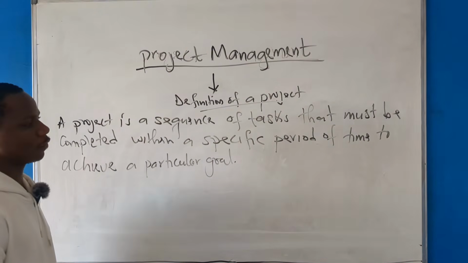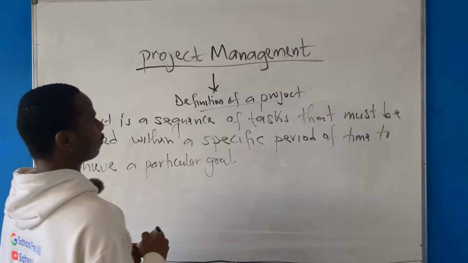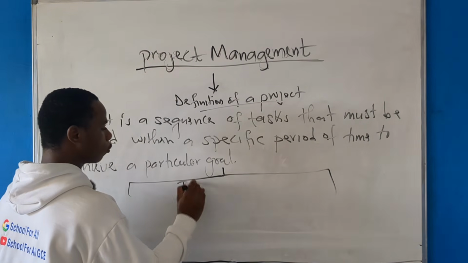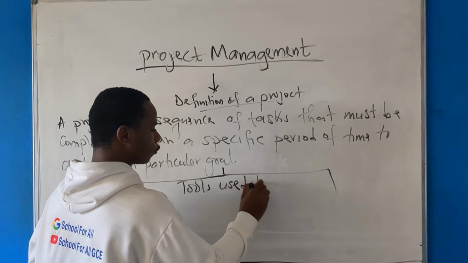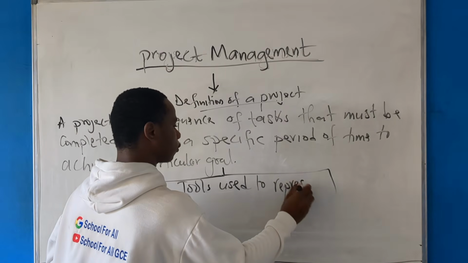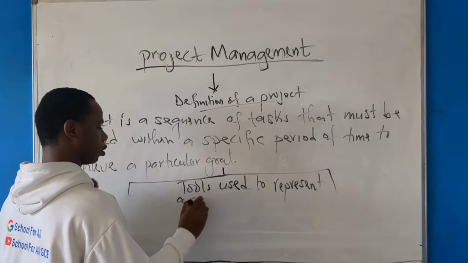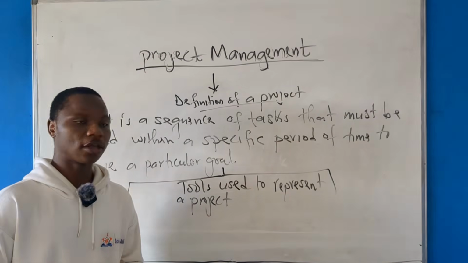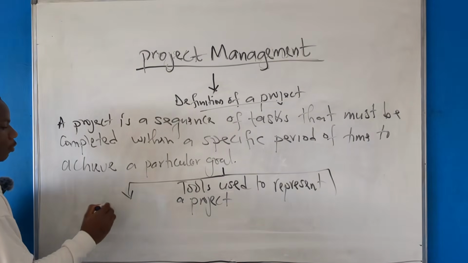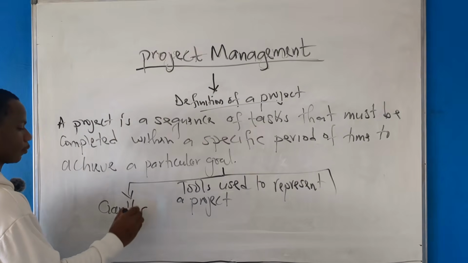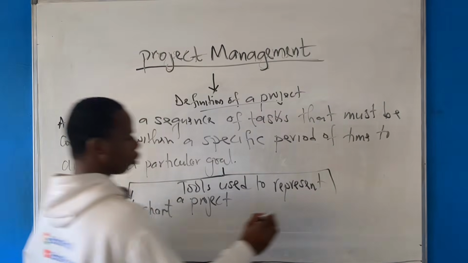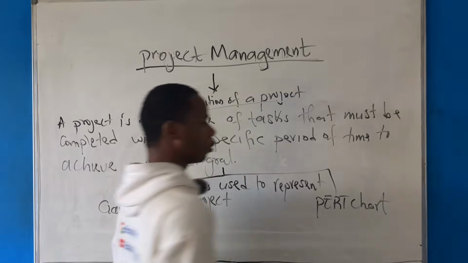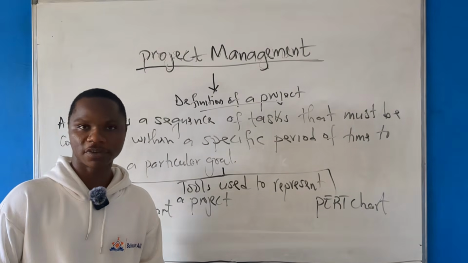The next thing you need to know after knowing the definition is how to represent a project. Good. Like, what are some of the tools? So let me just write it here. Tools used to represent a project. Good. So there are so many of them, in fact, that exist. So we are going to study just two types here. This is what we call the Gantt chart, and this is what we call the PERT chart. Good. So these are the most popular tools used to represent a project.